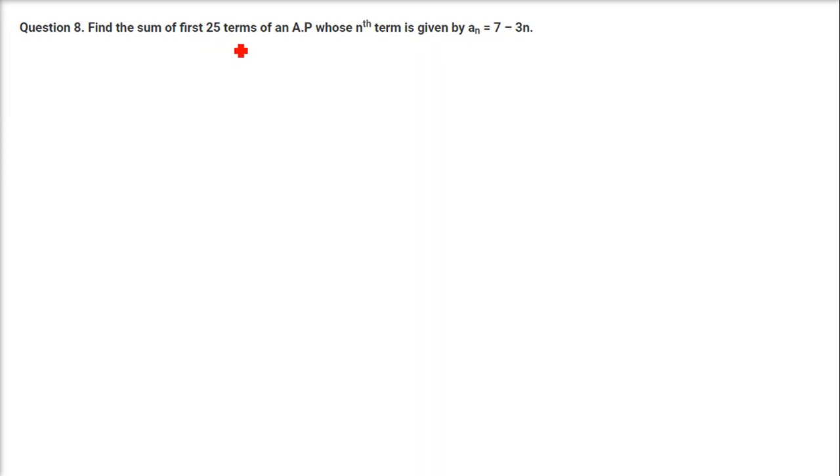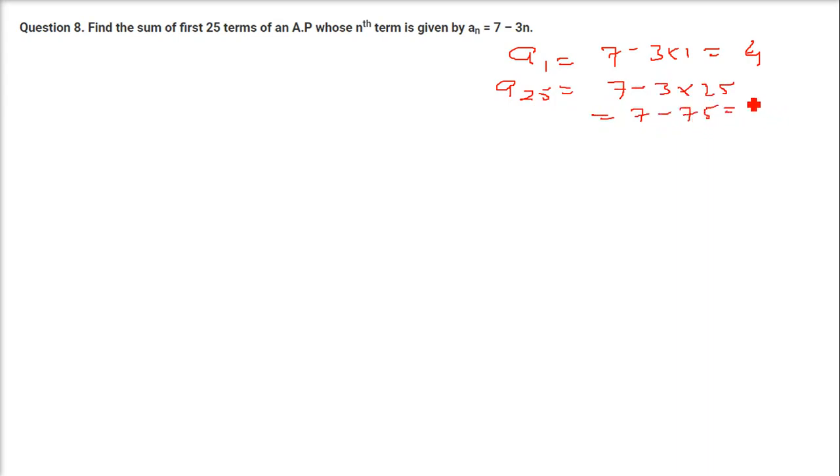Find the sum of the first 25 terms of an AP whose nth term is given by this expression. So the same thing we are going to do. a1 is going to be 7 minus 3 into 1, which is 4. Then we find the 25th term, which is 7 minus 3 into 25, that is 7 minus 75, which is minus 68.